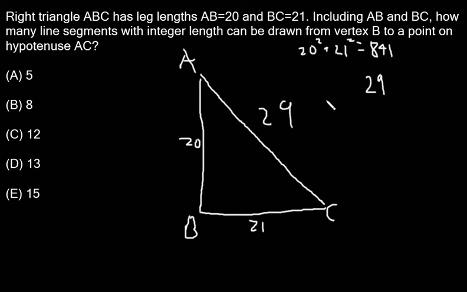Now let's get into the problem. How many line segments with integer length can be drawn from vertex B to a point on the hypotenuse AC? The first thing we have to recognize is that the altitude from B to the hypotenuse AC, this line right here, is going to be the shortest length possible that you can draw from point B to AC.